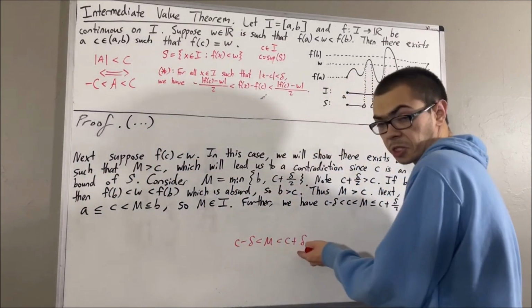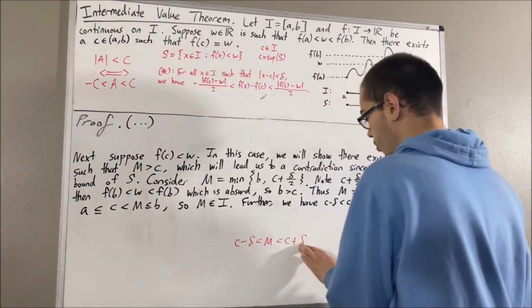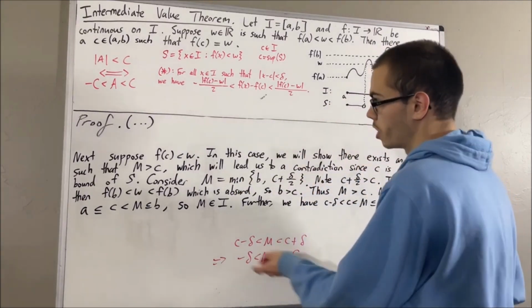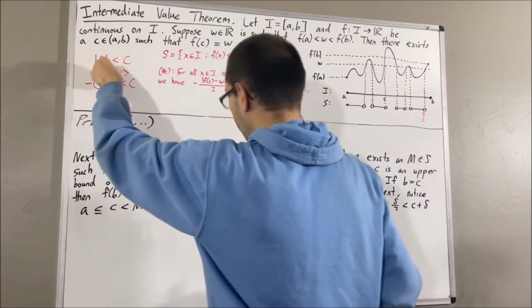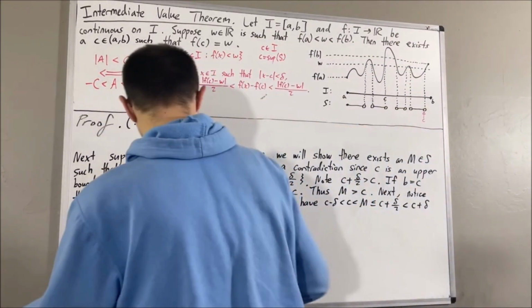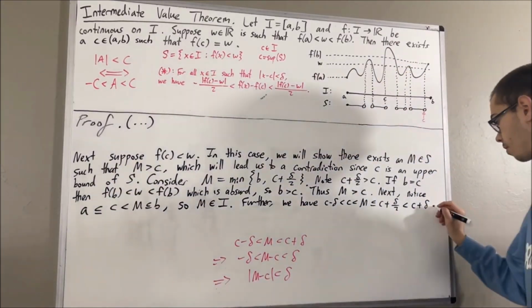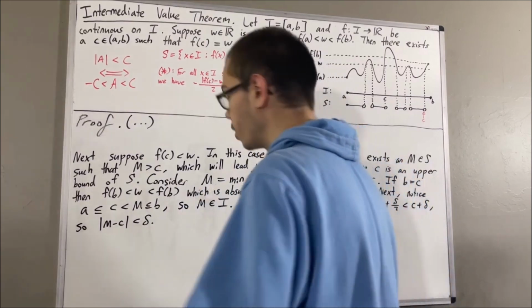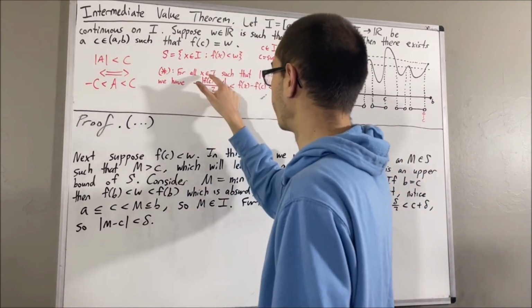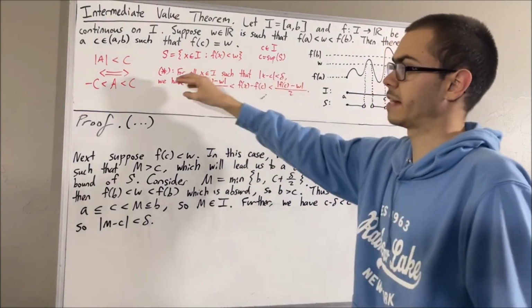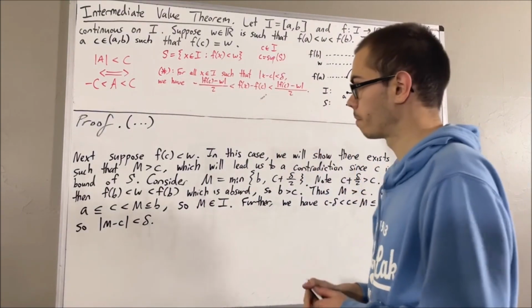Right, this looks familiar. If we subtract c on all three sides, we get this, but then we just apply the fact that we have here. And so we have the absolute value of m minus c is less than delta. So now we know m is an element of I, and the absolute value of m minus c is less than delta. So we can apply statement star to m.